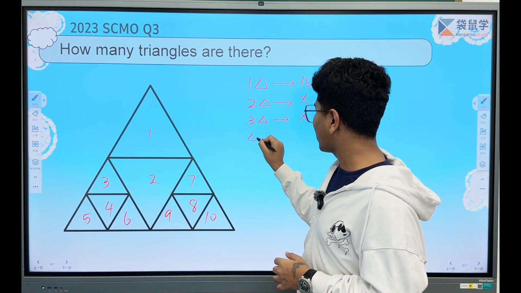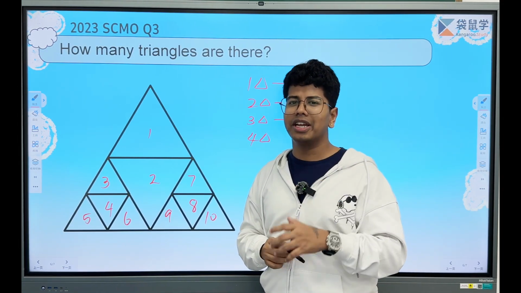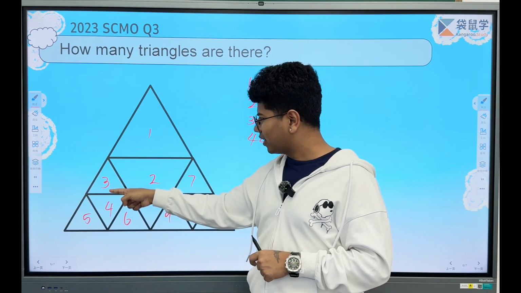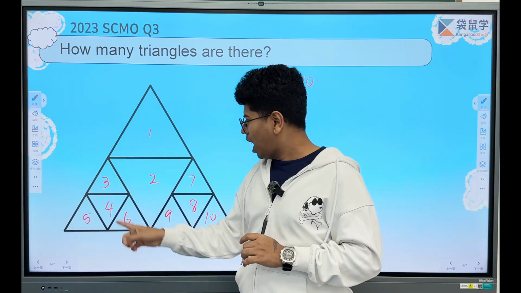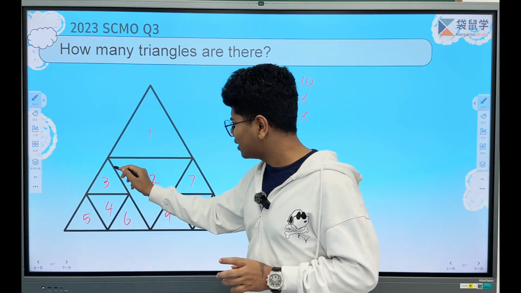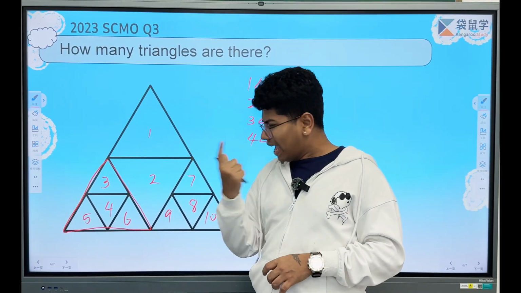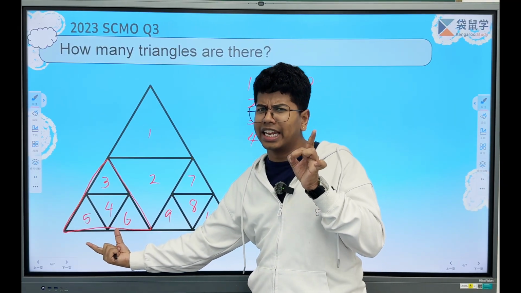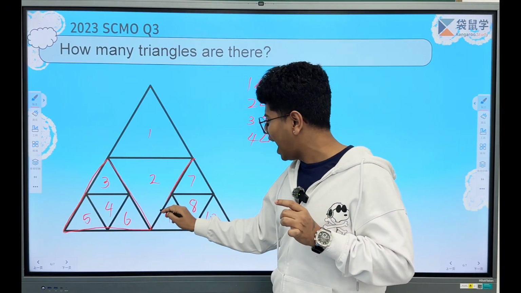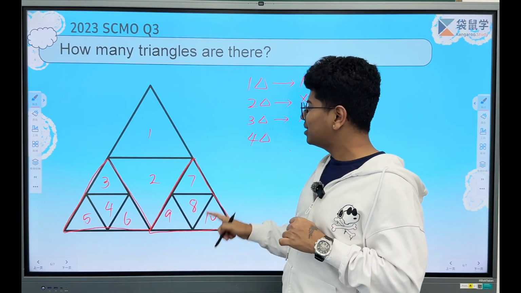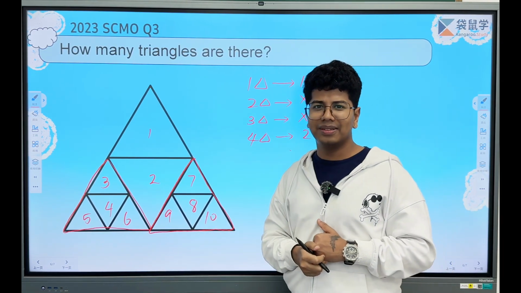How about four triangles together? Can I combine four triangles together to get a bigger triangle? Check. 1, 2, 3, 4. Not possible. How about 2, 3, 4, 5? Not possible. How about 3, 4, 5, 6? Is this a triangle? Oh, it forms a triangle. And is this the only triangle we can get? Of course, here is one and here is another one. 1 and 2. So this means when I combine four triangles, I get two of these triangles.